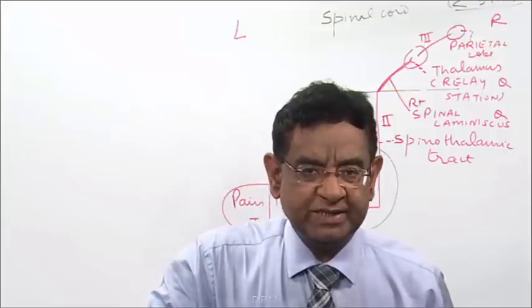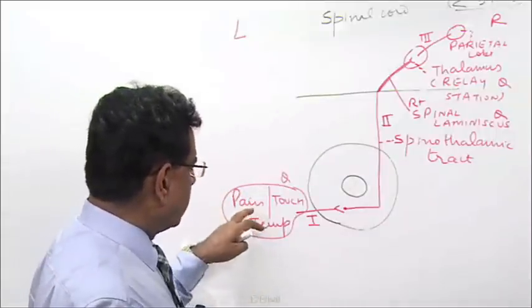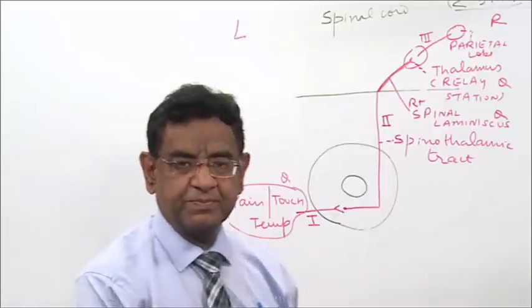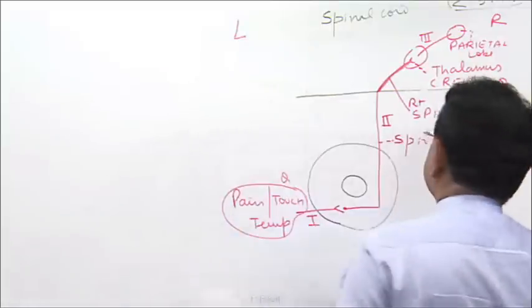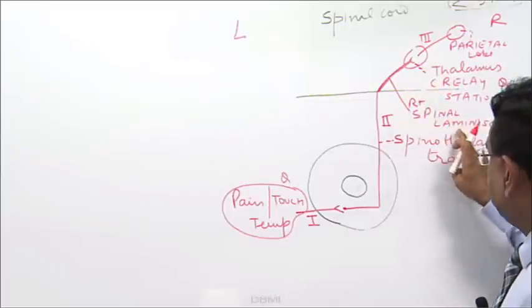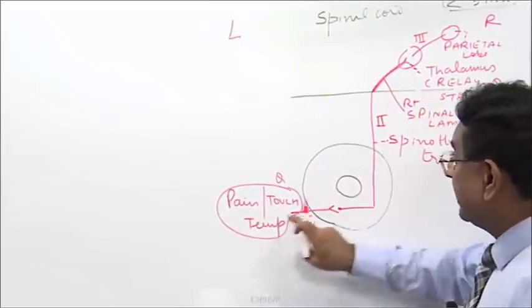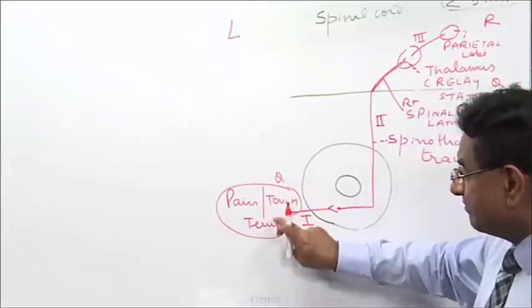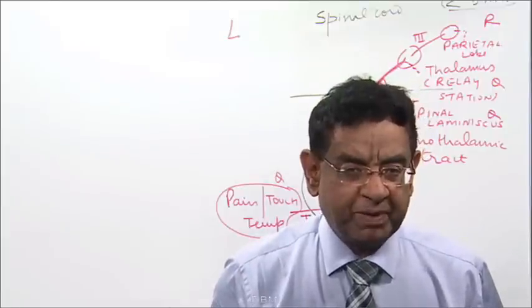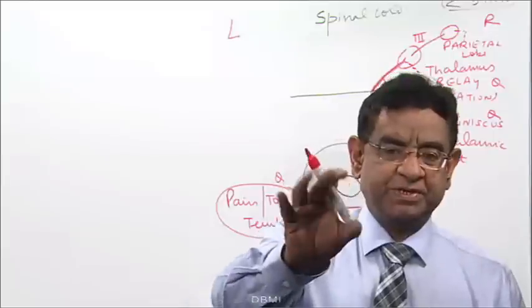So friends, now let's see what are the points we have to remember till now. First of all, first order neuron contains which fiber? Pain, touch and temperature. Second question, which is the relay station? Thalamus. Third question, right spinal lemniscus contains which fiber? Left-sided pain, touch and temperature. Latest question. Point to be noted.